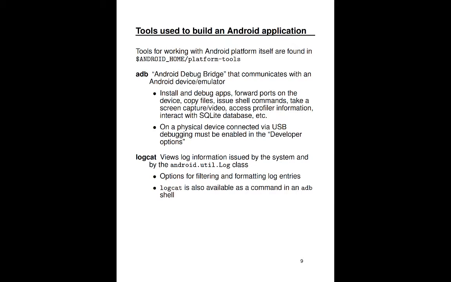The Android platform provides a rather robust logging facility for your application and the Android platform itself to provide information about what's going on, log information. And those log files can be accessed using a tool called Logcat. Logcat allows you to filter and format log entries, and is also something that you can do inside the ADB shell.